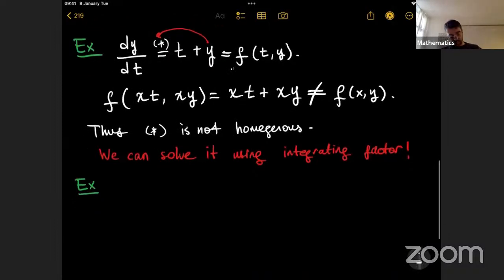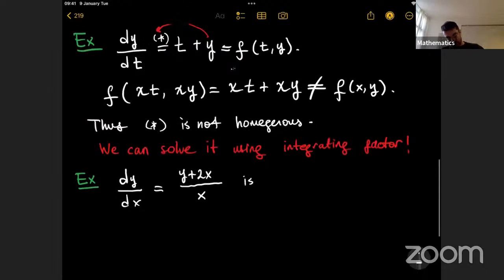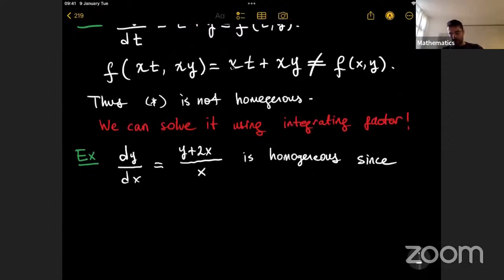Well, let's look at this one. dy/dx is equal to (y plus 2x) over x. Now, is it homogeneous? Well, this is homogeneous since you can write this as y over x plus 2x over x, which is 2. So you see here, this is a function of y over x. If I say y over x is, for instance, v, it is v plus 2.